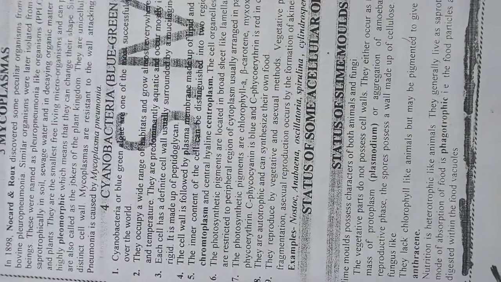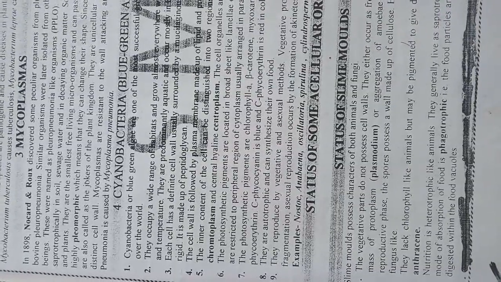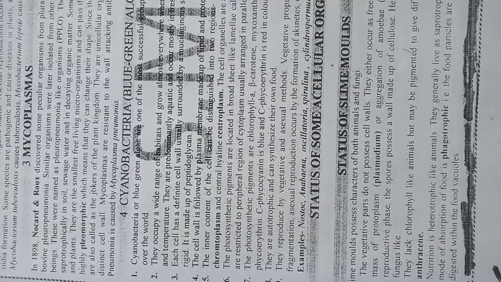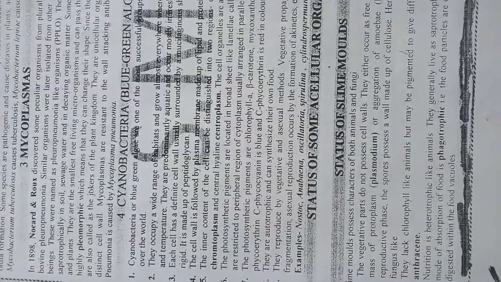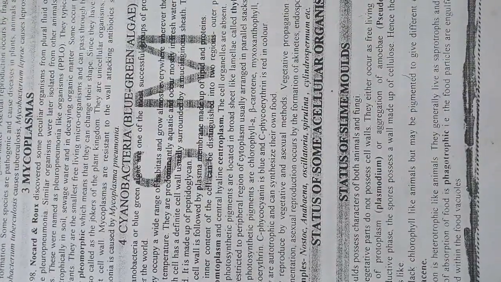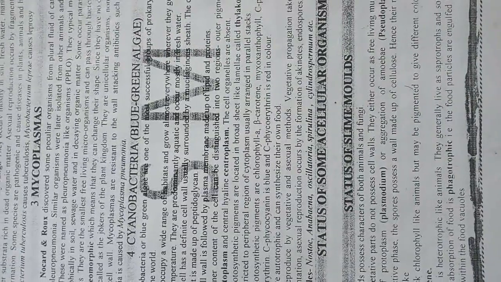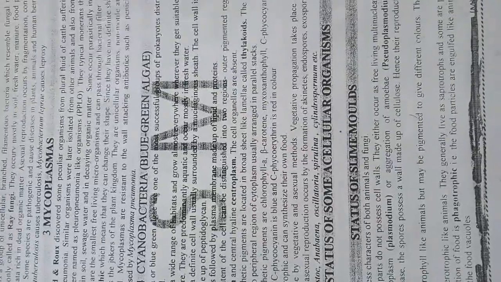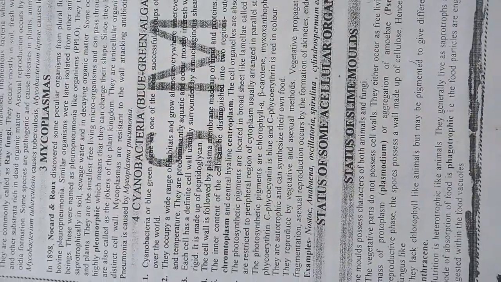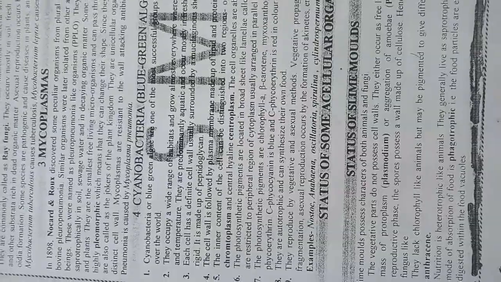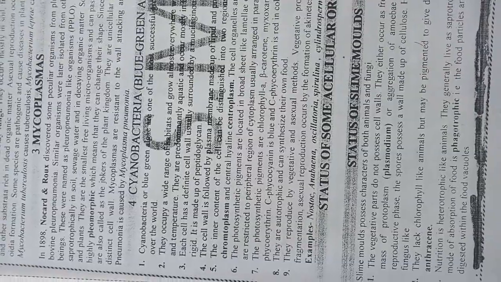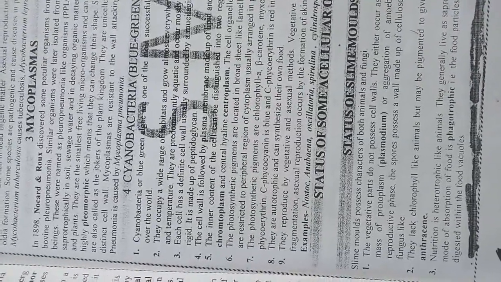Number third general character of these cyanobacteria or blue-green algae is that each cell has a definite cell wall. It means the cell of the cyanobacteria has a cell wall usually surrounded by a mucilaginous sheath. That means around the cell wall there is a mucilaginous sheath. The cell wall is firm and rigid. It is made up of peptidoglycan.